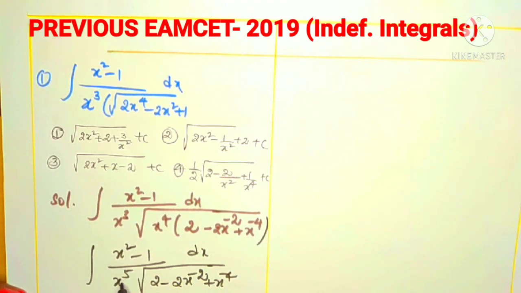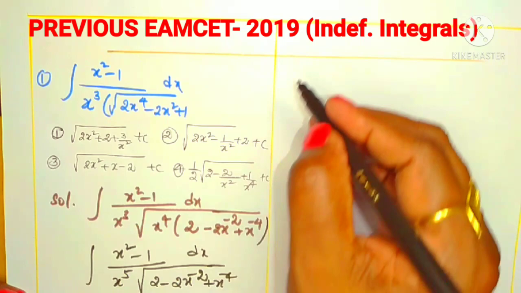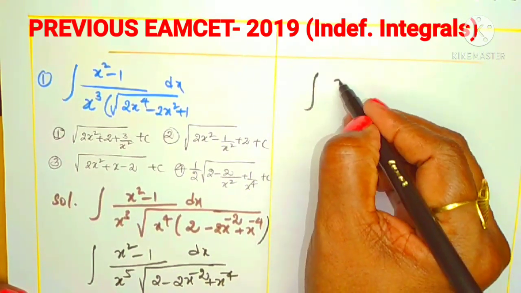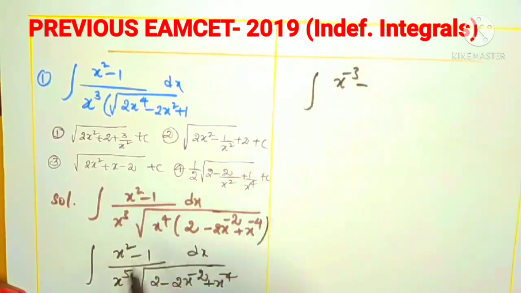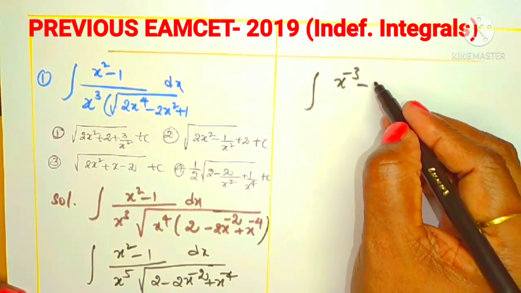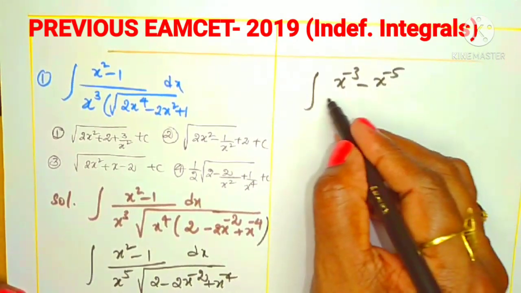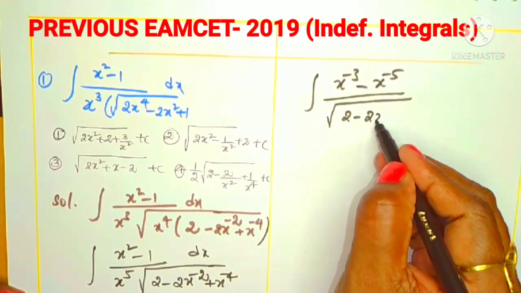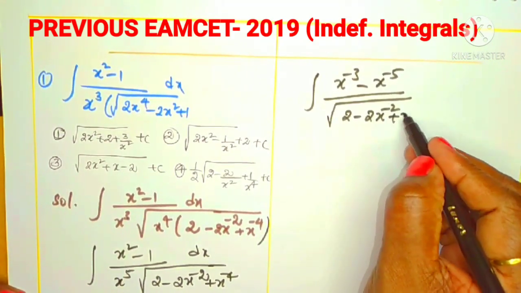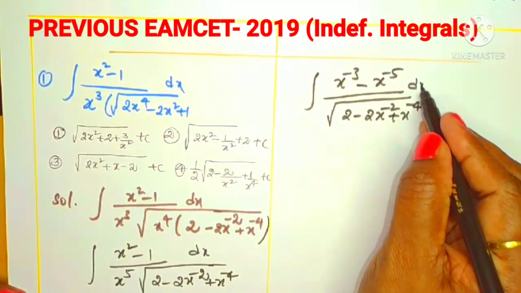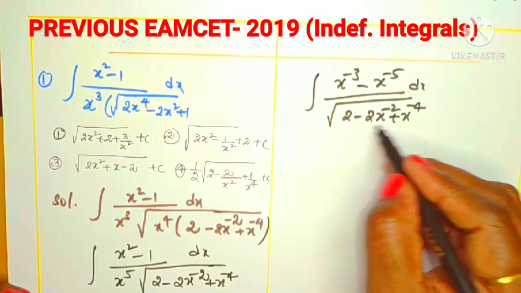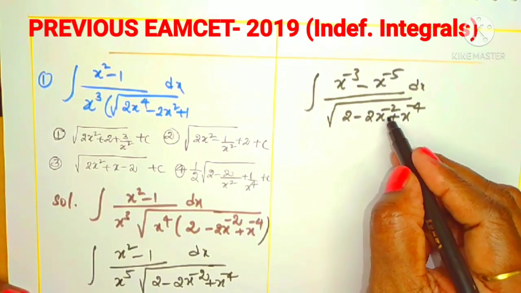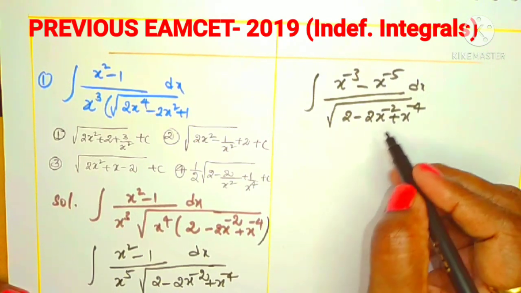After taking x power 5, separate the numerator. X square by x power 5 is x power minus 3. That is, the numerator becomes x power minus 3 minus 1 by x power 5, which means x power minus 5, divided by under root 2 minus 2x power minus 2 plus x power minus 4, right? We can understand that under the root there is the denominator, 2 minus 2x power minus 2 plus x power minus 4.